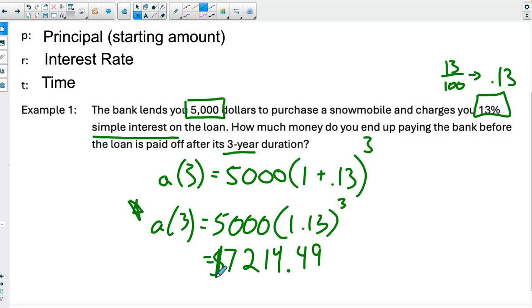13% is actually pretty typical for a personal loan right now, which is something you would be looking at if you're doing a snowmobile. They might give you a slightly better rate, but it's not going to be a whole lot. So it's kind of just food for thought for you. Think about how debt impacts you. Think about how savings impact you. Next problem.